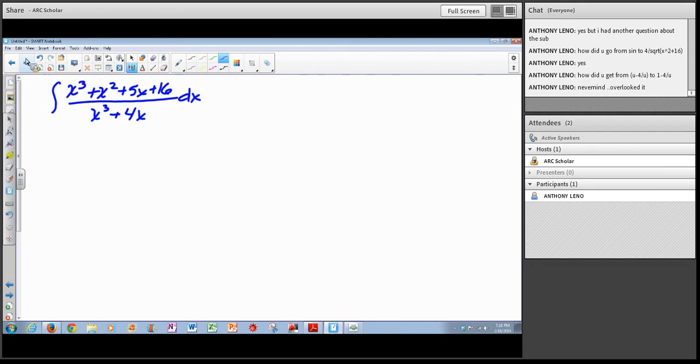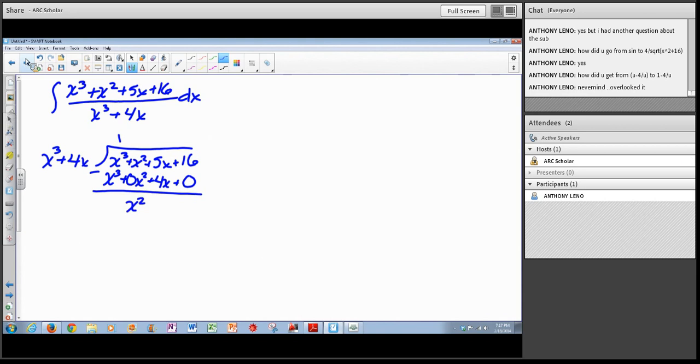Okay. Because the degree on the top is equal to the degree on the bottom, we're going to have to do long division again. So we've got x cubed plus 4x, and we've got x cubed plus x squared plus 5x plus 16. Okay, so what should we multiply by? 1. It seems kind of trivial, but okay. So we get x cubed plus no x squared, plus 4x plus no constant. Subtract that whole thing. So we'll get just x squared plus x plus 16. Right?